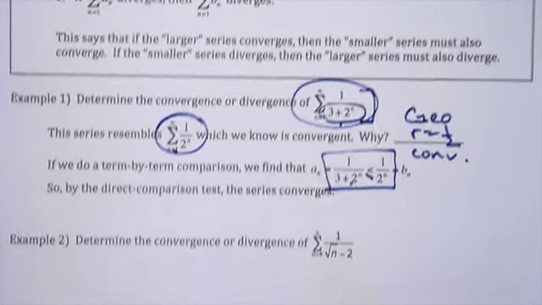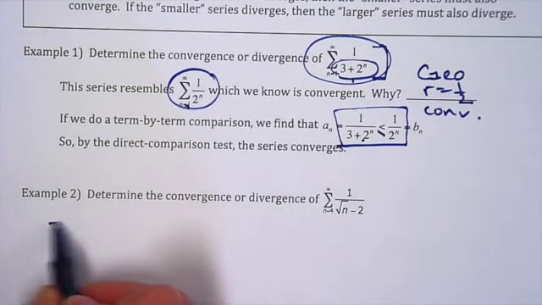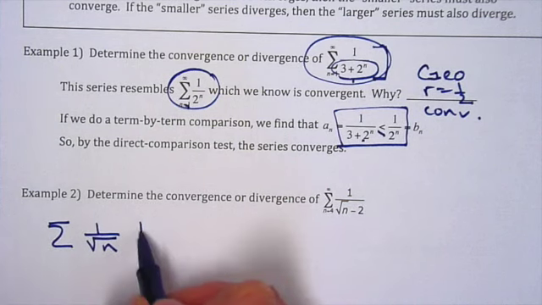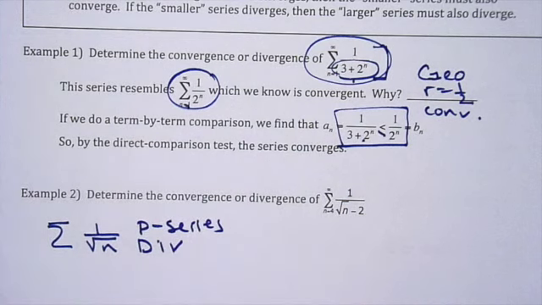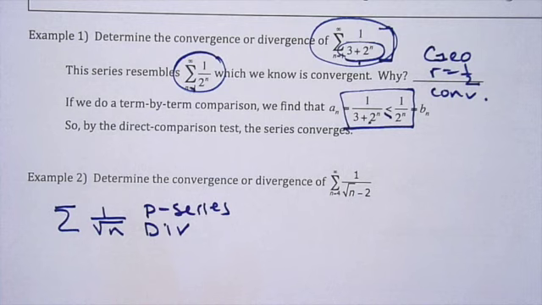Okay, let's try 2 more examples all the way through. So look at this series. Notice that there is a p series embedded in there. So this is a p series that diverges. So that's the first thing. Identify the series you're going to compare it to, tell me what happens and why.